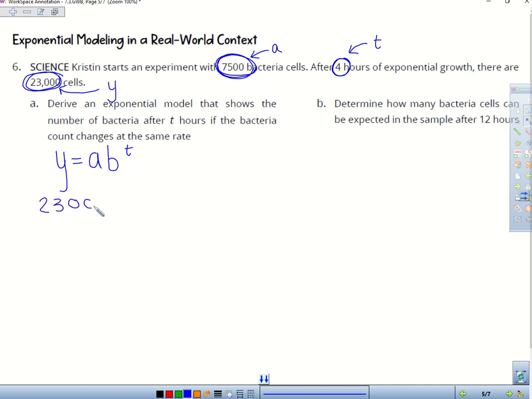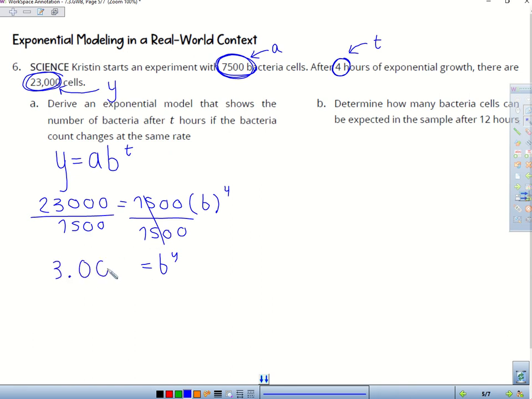We have 23,000 is equal to 7,500 times b to the 4th power. We divide both sides by 7,500, and we end up with approximately 3.067. Now, with exponential functions, you want to try to keep the thousandths place or 10,000ths place because it can really change your answer a lot if you change the decimal. You'll see. If you do an example, you'll kind of see how much it affects it.